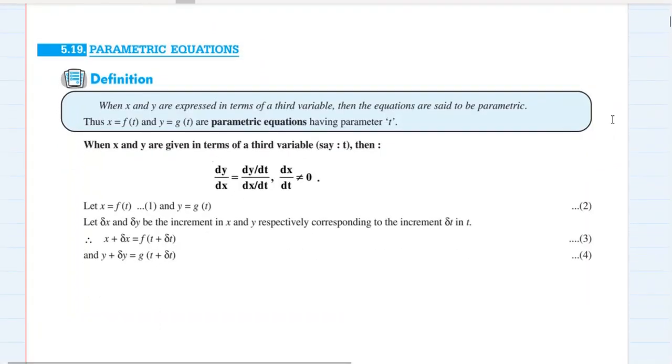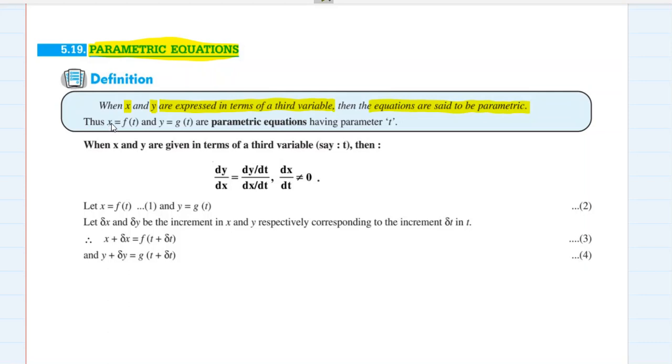Welcome to the next part of Maths chapter Continuity and Differentiability. Our today's topic is parametric equations. What is a parametric equation? When x and y are expressed in terms of a third variable, then the equations are said to be parametric.